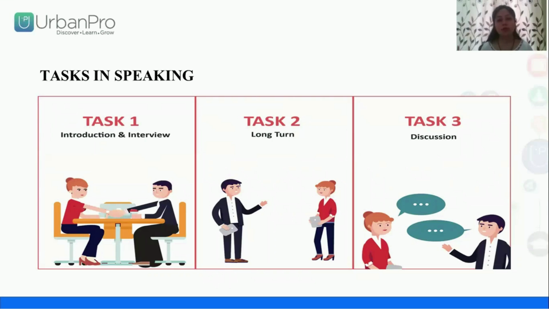Task two is the long run. Basically they give you one situation and ask you a question. It's for 2 to 3 minutes. Task three depends on task two. For example, if they asked you about shopping, they give you a brief: if you want to buy a dress, where will you go, Madame or Lifestyle? They will give you random questions, but dependent on task two.